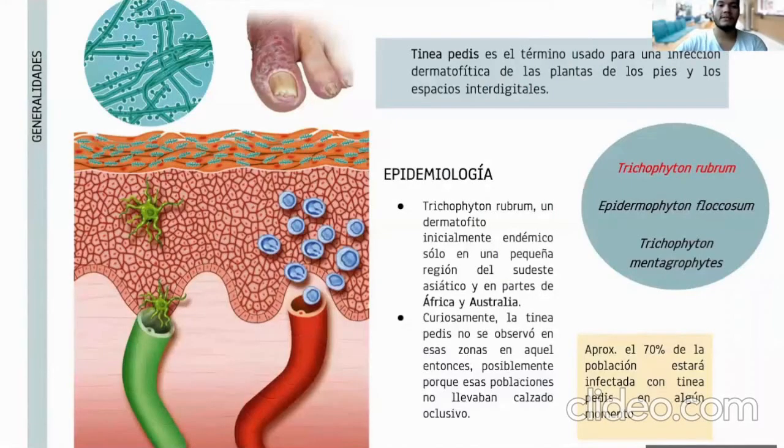Tinea pedis is the term used for dermatophyte infection of the sole of the feet and the interdigital spaces. Tinea pedis is most commonly caused by the Trichophyton rubrum, a dermatophyte initially endemic only to a small part of Southeast Asia and a little part of Africa and Australia. Other etiological agents are the Trichophyton mentagrophytes and the Epidermophyton floccosum. Tinea pedis is thought to be the world's most common dermatophytosis.